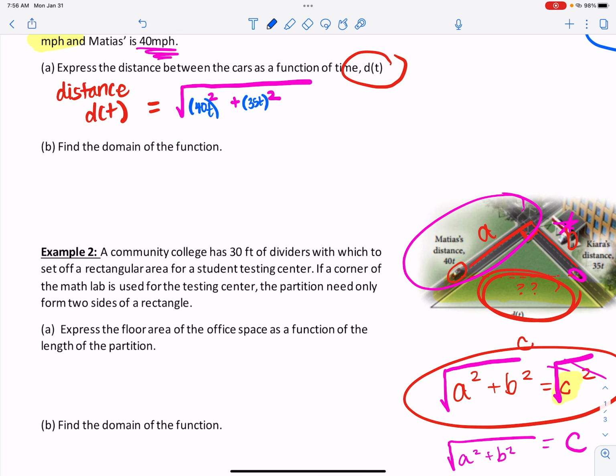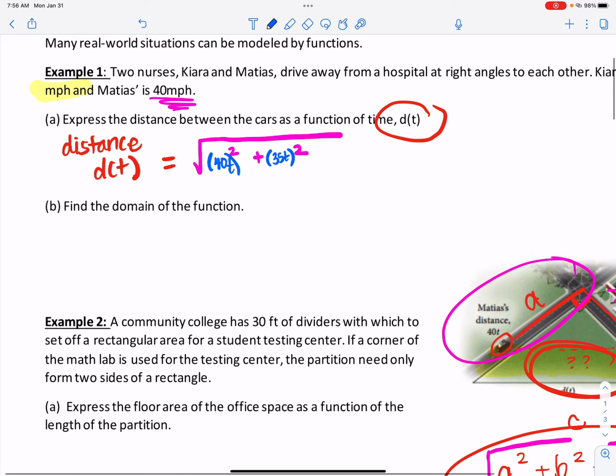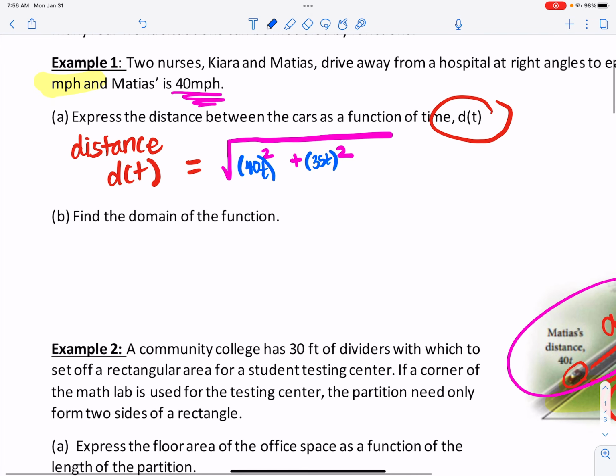All right. And then part B is a little weird when it talks about domain in word problems. Remember, domain is just what x values, or in this case, t. We're not using x, we're using t. What values can t, the letter t, be?